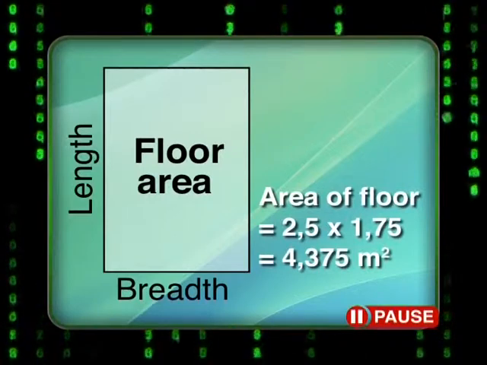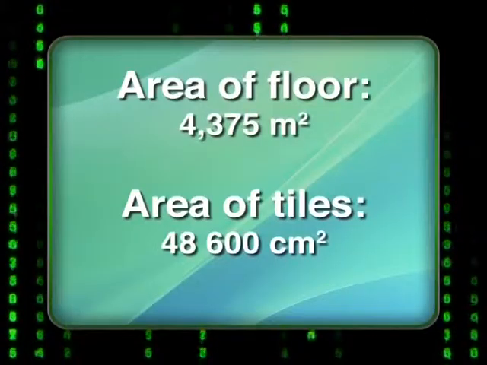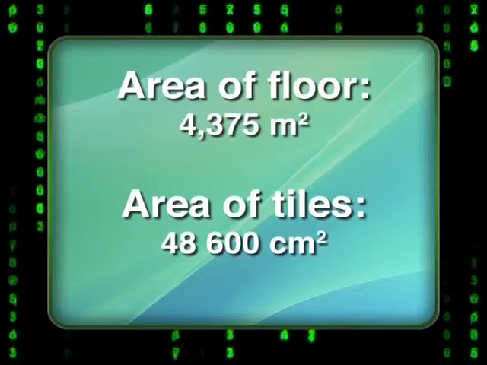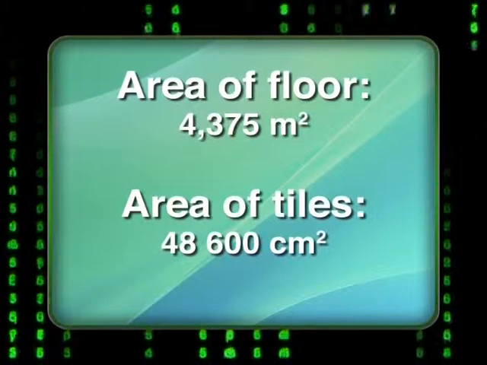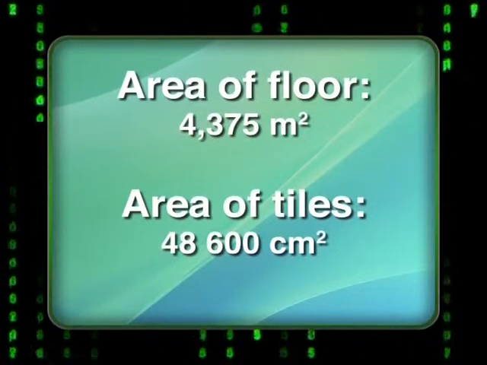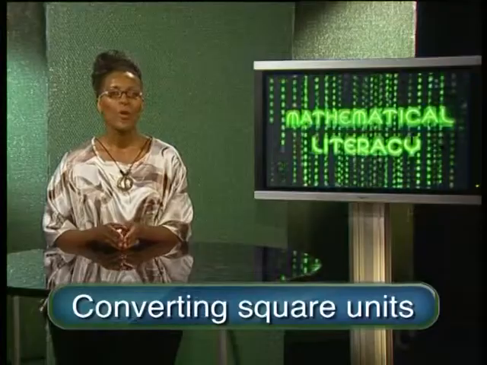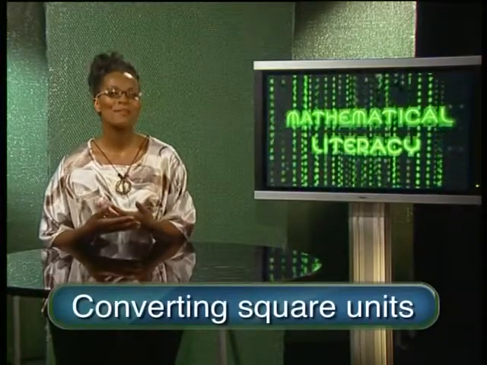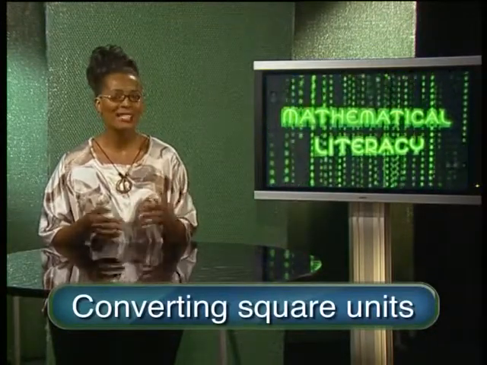Let's compare this area with the floor area that we calculated. We face the same challenge that Lebo and Thandi faced. We can't compare square centimeters with square meters. We need to convert them to the same square units. We could convert them both to square centimeters, or we could convert them both to square meters. When we convert square units, we need to remember that they are made up of units times units, meters times meters, centimeters times centimeters. Let's convert using simple numbers first.